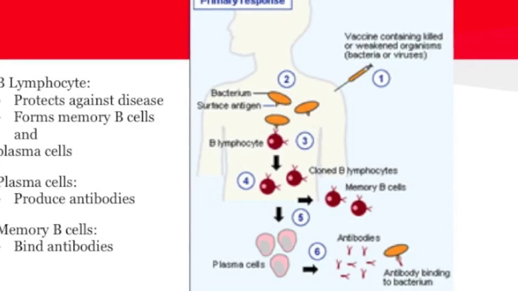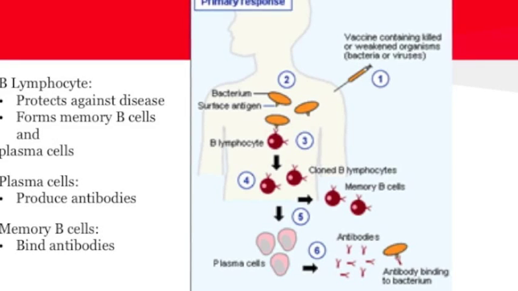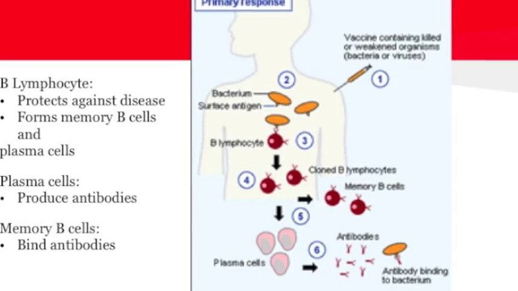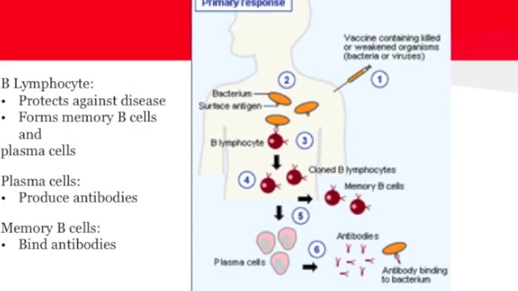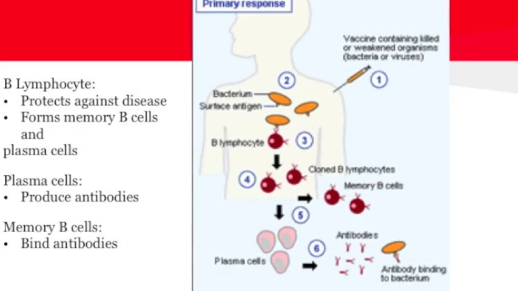Vaccines are important preventive measures for disease. A vaccine contains a weakened organism or a dead virus that is injected into the human body. This virus, or this dead virus, contains a surface antigen, which basically is how the body recognizes it as a foreign substance.